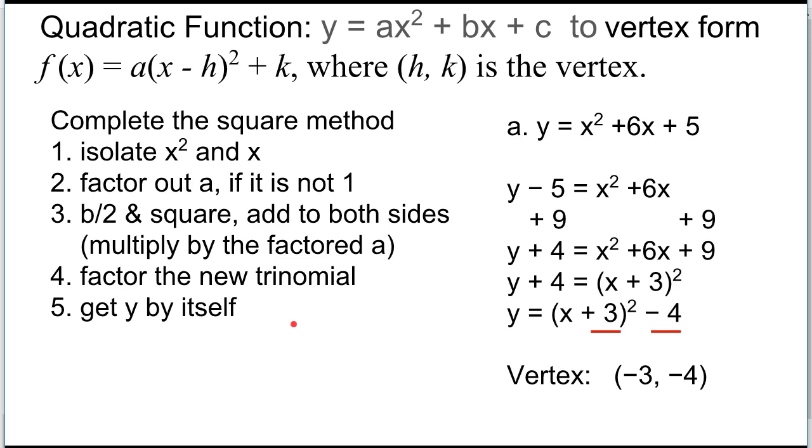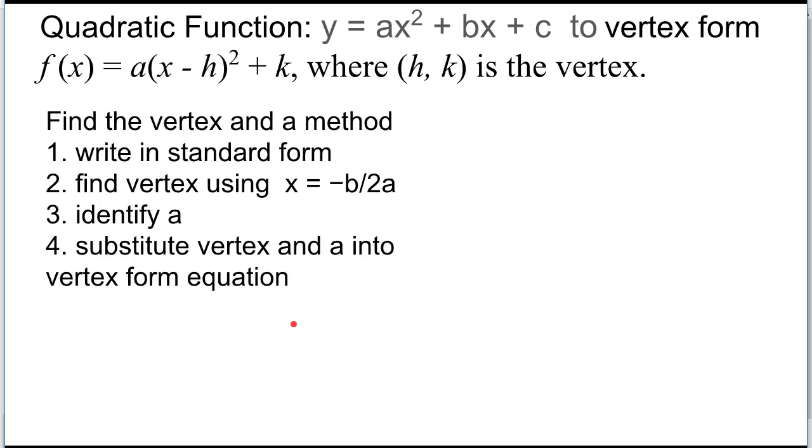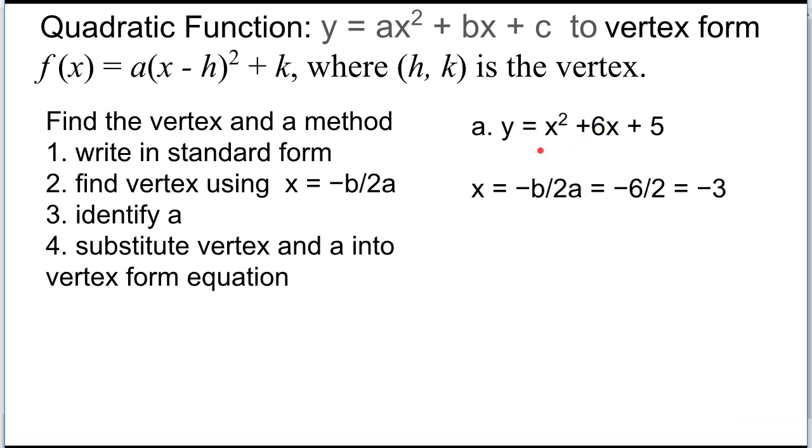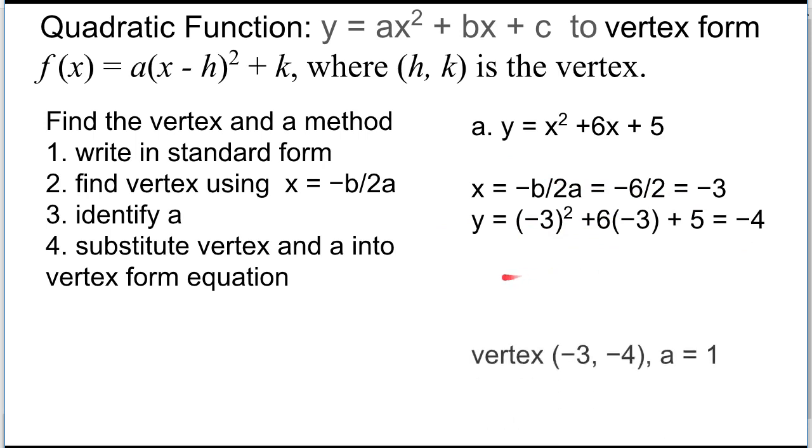It's actually doing completing the square. Now, the other method is to find the vertex, which we did a minute ago, and then plug in the a by substituting it into vertex form. So let's take a look at that. And again, we've already done this once with this. I want to find the vertex. It's -b over 2a, and then I find it's -3, and then I substitute the -3 back in, and I get a -4. And now I know the vertex.